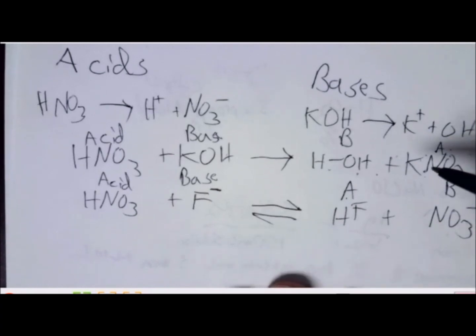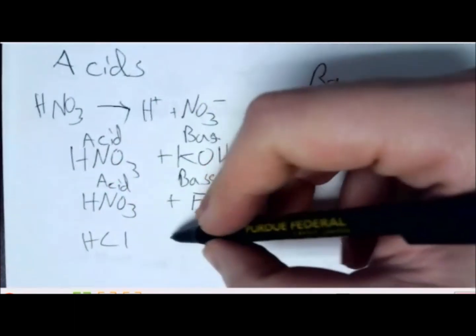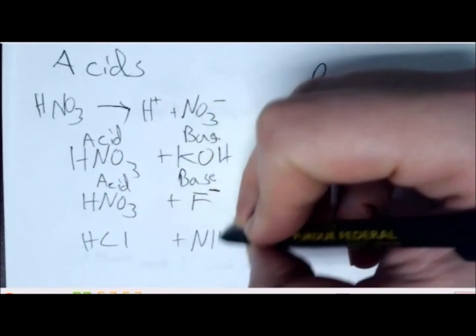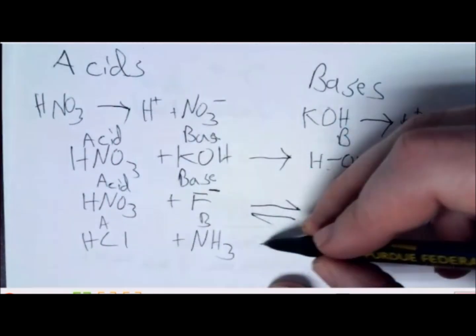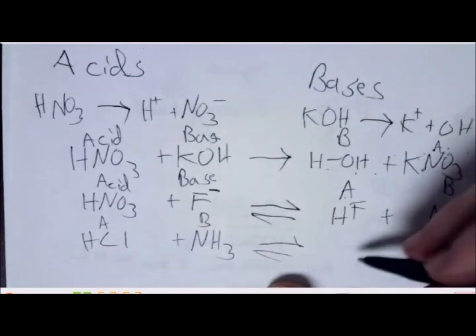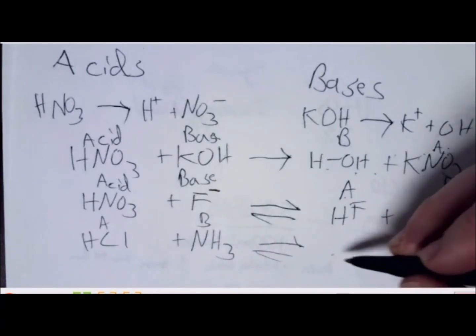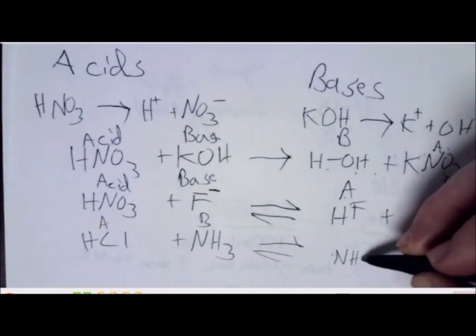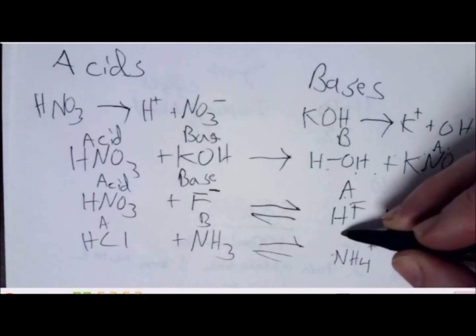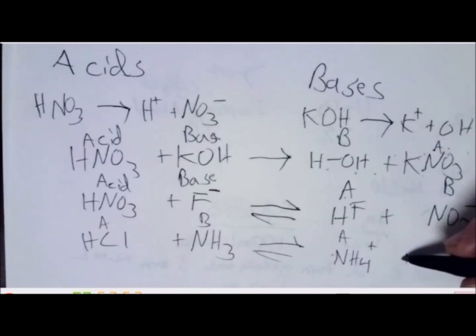We don't have to have hydroxide. I can mix in, say, HCl and NH3. NH3 is our base, HCl is our acid. You'd have NH4 plus, which is now an acid, and Cl minus, which is our base. Now, all that's well and good for Bronsted-Lowry.